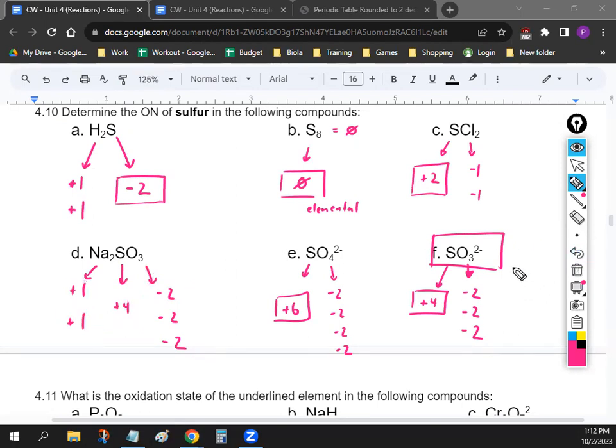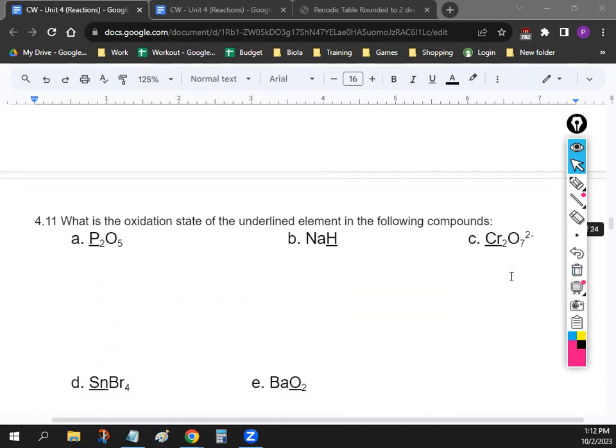A lot of times, if you just look at the ionic charge, it can help you quite a bit. Just remember oxygen is -2. Any questions? Do you guys feel a little bit more confident doing these? Maybe, maybe not. Okay, we'll do more practice then.